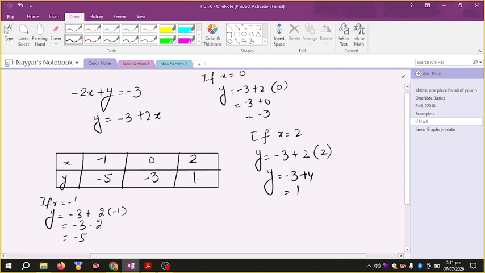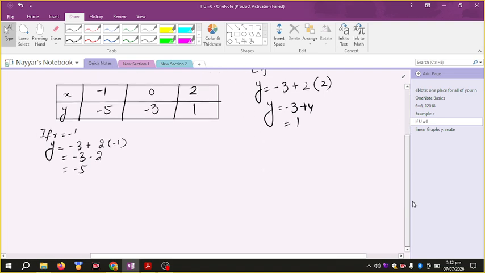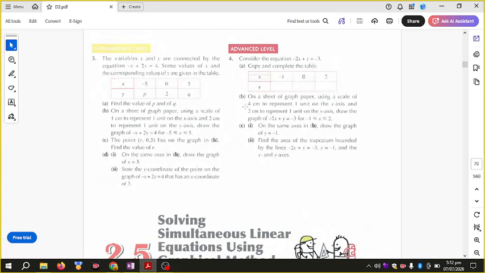So now you have made the table, right? So you will draw the graph. Before drawing the graph, you have to select the scale. How will you select the scale? The instructions are given in this question. They are saying on a sheet of graph paper using a scale of 4 centimeter to represent 1 unit on the x-axis, right? So it means that on the x-axis you will leave a gap of 4 centimeter for 1 number.